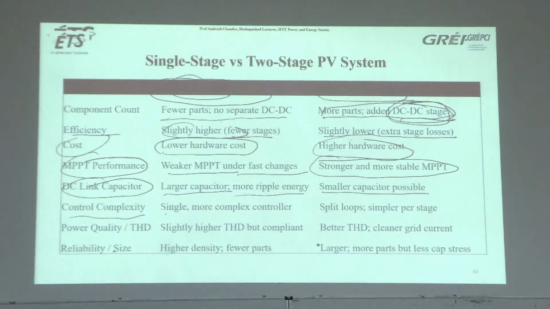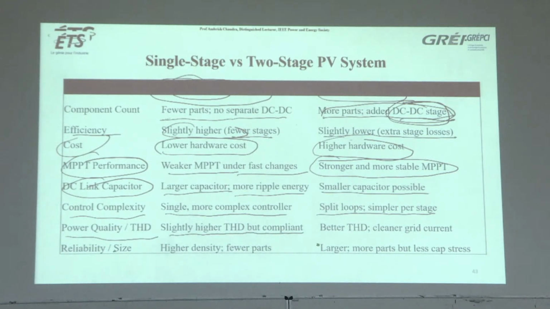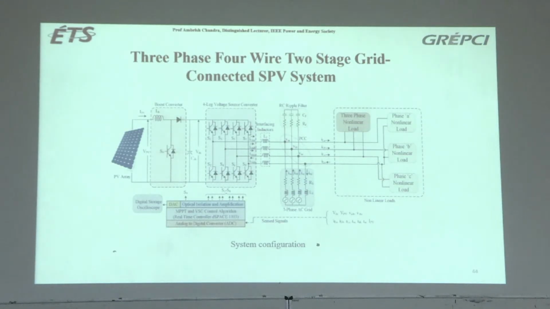Control complexity, single stage has a more complex controller, split loop is simpler per stage. Power quality, slightly higher THD but compliant, better THD here in 2 stage, clean grid. Reliability and size, higher density, fewer parts, versus larger, more parts but less capacitor stress. Okay, so this is a 2 stage, 3 phase, 4 wire example of 2 stage grid connected PV.